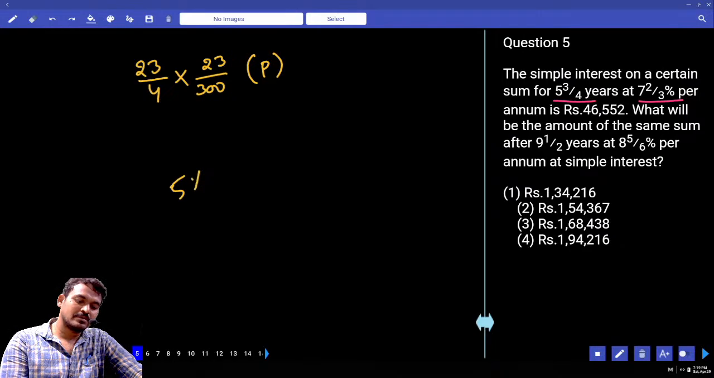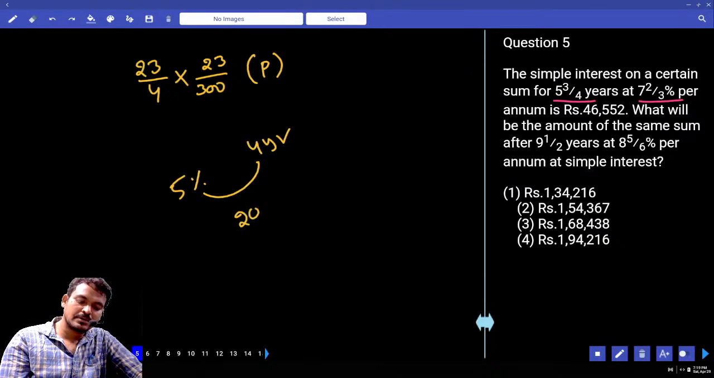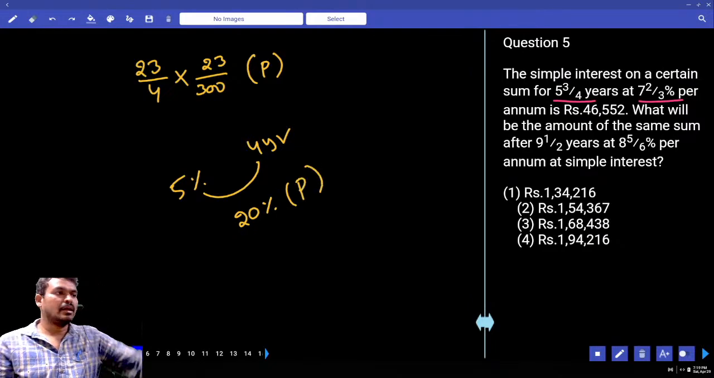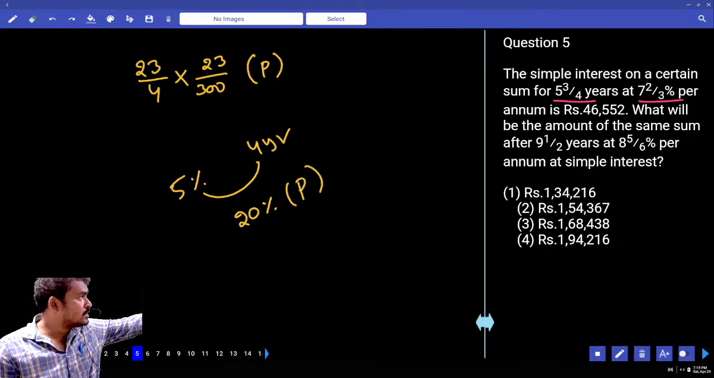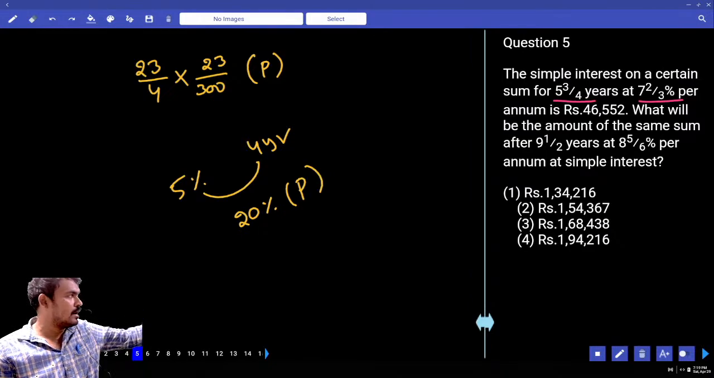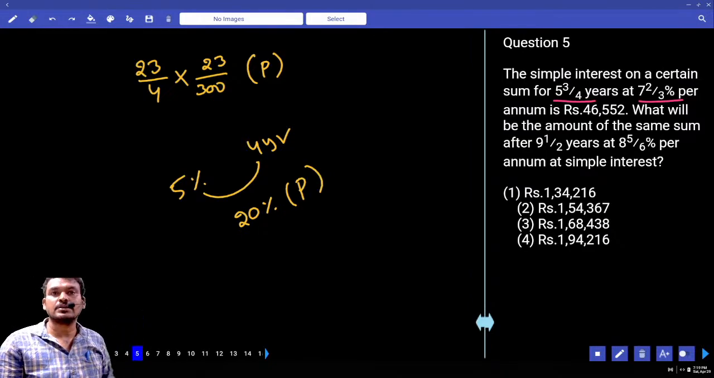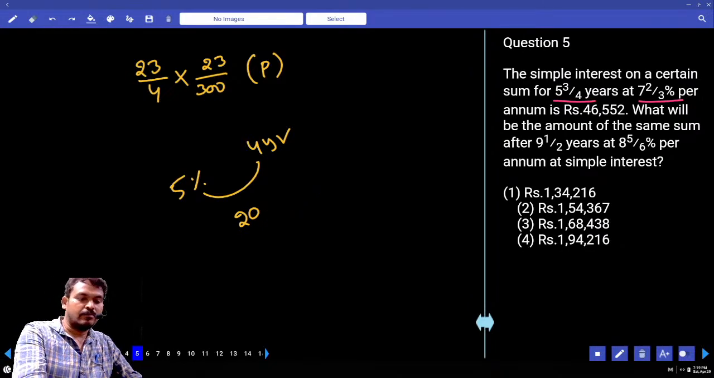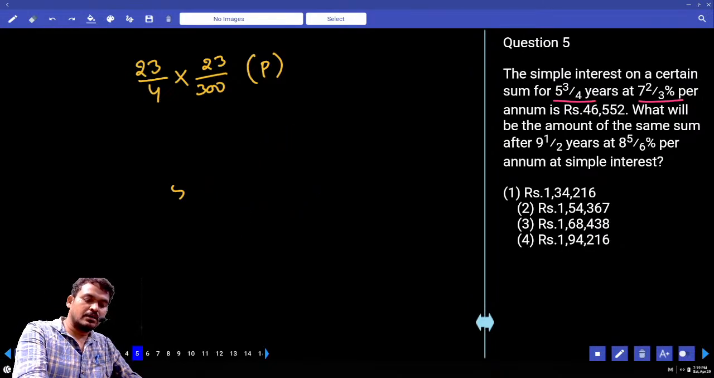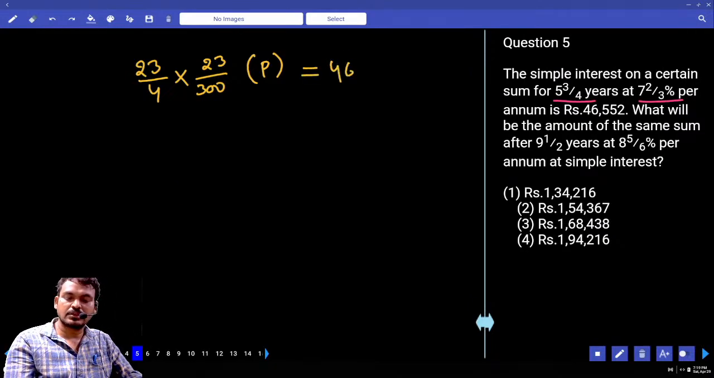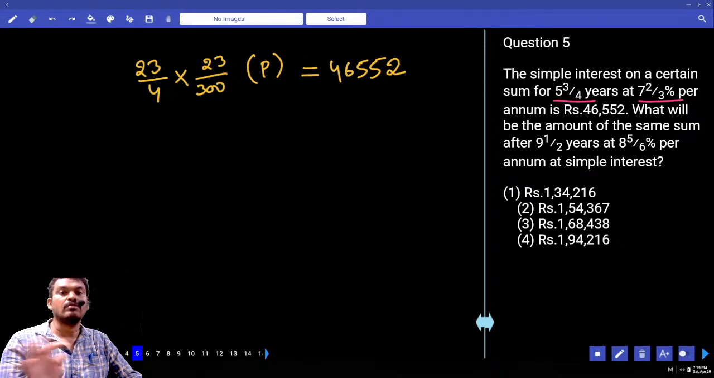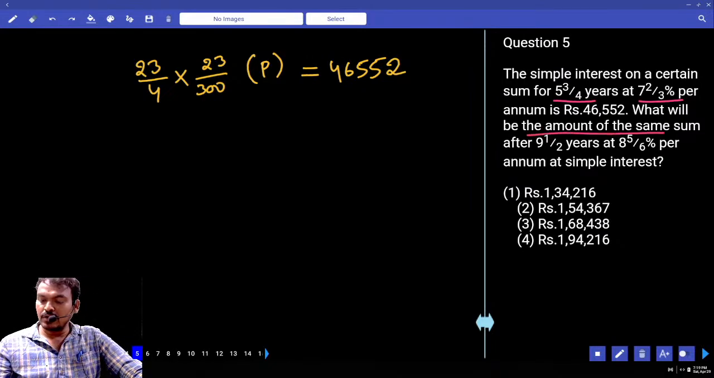If the rate is 5% and the time period is 4 years, do we multiply or add? Multiply, or not? Here what is the rate of percent? 23/300. Time period is 23/4. Those two are multiplied. Here 23/300 of which one? We have written P, or not? Same. 23/4 into 23/300 of P value is equal to the interest, or not? What is the interest value given? 46,552. That is equal to how much? 46,552.